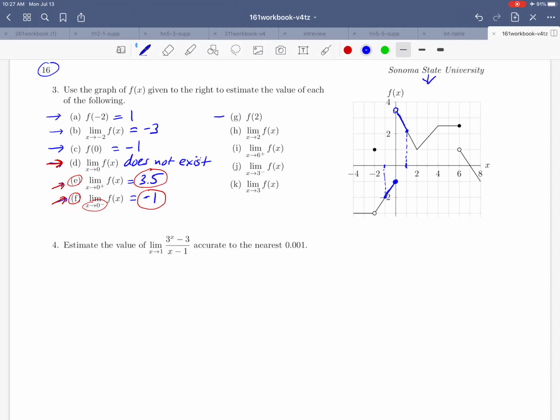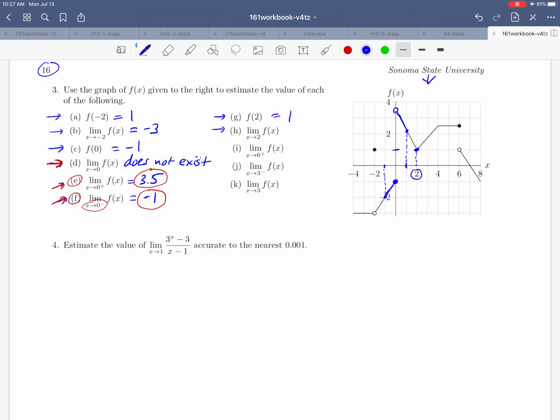Okay, continuing, this is kind of a long problem, isn't it? So f of 2, asking us if we plug x equals 2 into our function, what's our output? Well, let's see, here's x equals 2. If we go up to our function, we have a point right there, and that looks to be at about y equals 1.